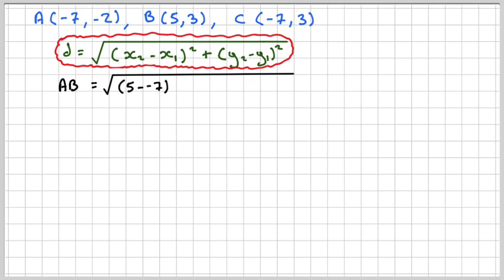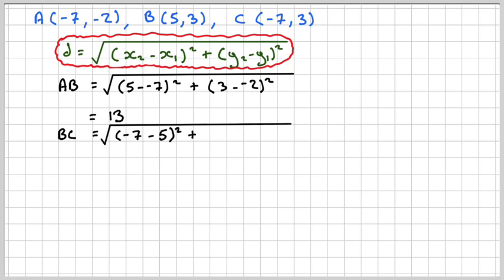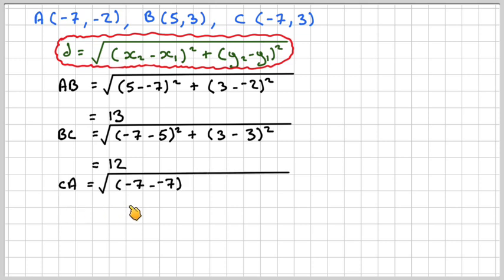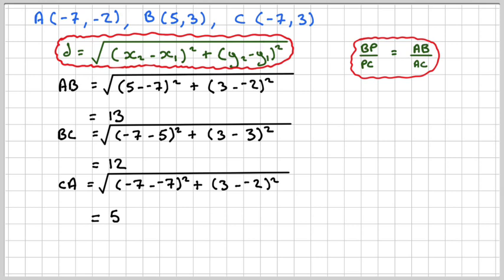For AB, it's 5 minus minus 7 squared plus 3 minus minus 2 all squared, which will give you 13. I'm going to repeat that for BC. BC is going to be minus 7 minus 5 all squared, plus 3 minus 3 all squared, that's going to be 0. That will give you 12. And then CA is going to be minus 7 minus minus 7 squared plus 3 minus minus 2 squared, which will give us 5.